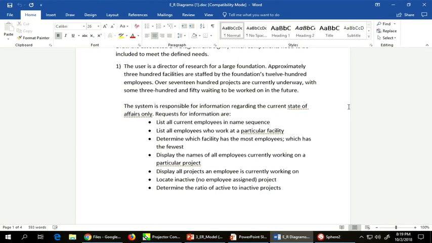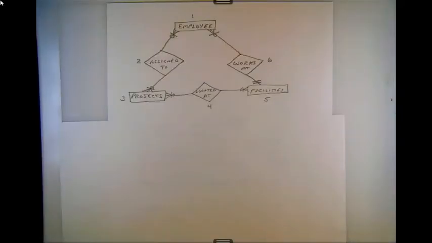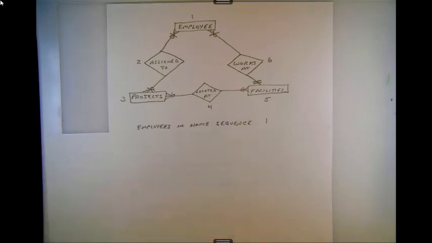I want to locate inactive, right? No employee assigned, so 0, right? So we know we got that one right. Okay, projects. And determine the ratio of active to inactive projects. Right? So now we have to make sure that we can do this, because this is going to create for us the build. Right? Okay, so let's go back over here, and I kind of paraphrased it. Right? So if I want employees in name sequence, that's only number 1.